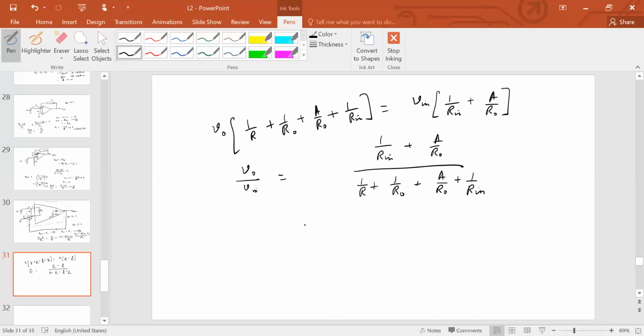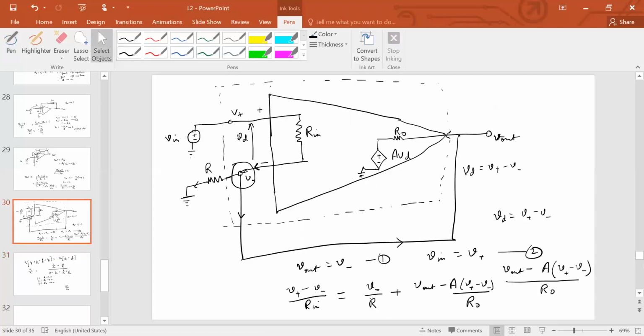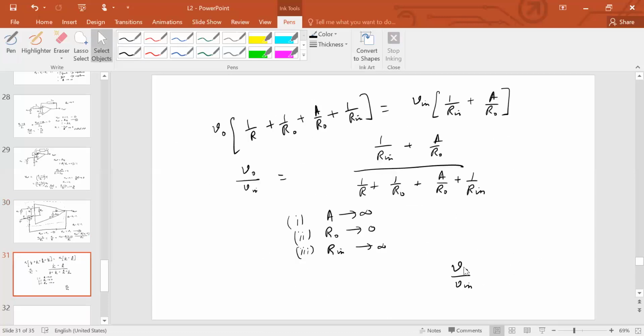All right. Now gradually you take these three cases separately, and then combine them together and see. First you consider A tending to infinity only, with R naught and R in not assumed to be ideal. Then you consider R naught tending to 0, the other two parameters being non-ideal. Then you consider R in tending to infinity, with A and R naught being non-ideal, and see if you can get this close to unity. The goal of this circuit, which I didn't tell you initially, designed using this op-amp, was to get a unity gain. So can you get this close to unity?